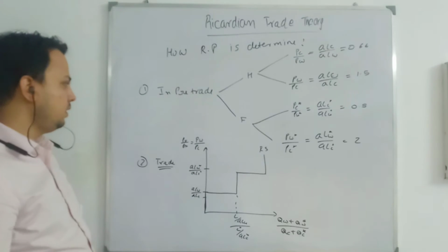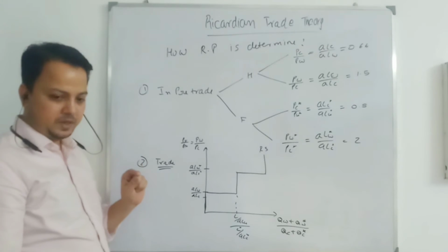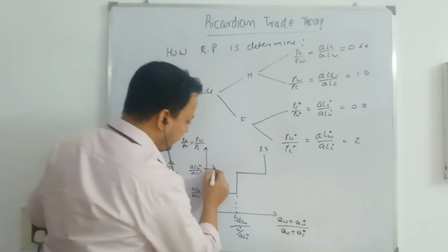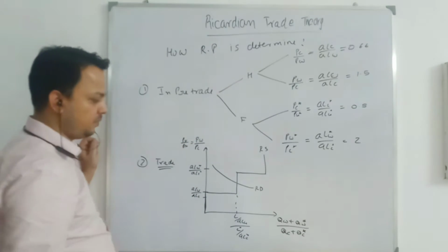Now, how is the equilibrium price, the relative price that means, or terms of trade determined? We have taken the relative demand curve, which is downward sloping due to the substitution effect.